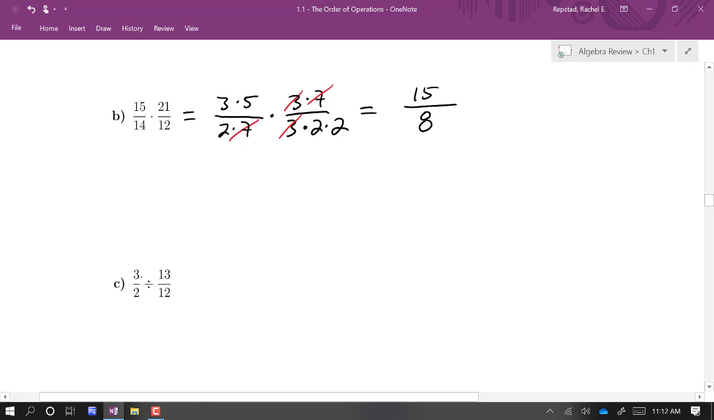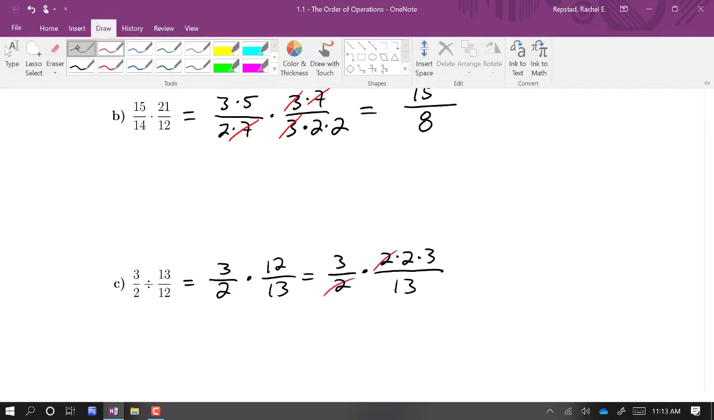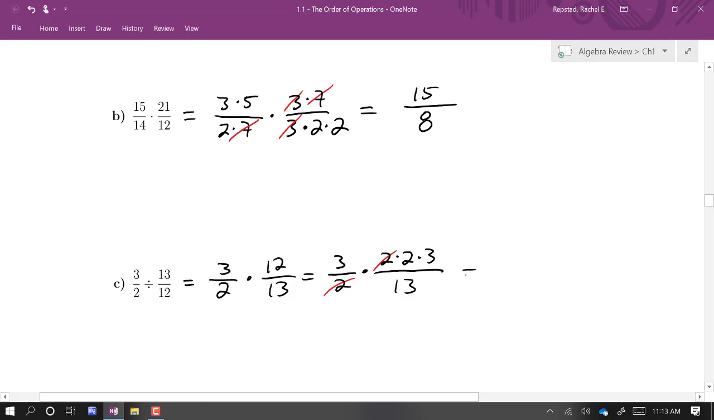3 halves divided by 13/12. I'm going to first start out by writing it as a product, and then I will proceed by factoring. So 3 halves times 12 is 2 times 2 times 3. I can cancel one of these 2's. On top, 3 times 2 times 3 is 18 over 13.